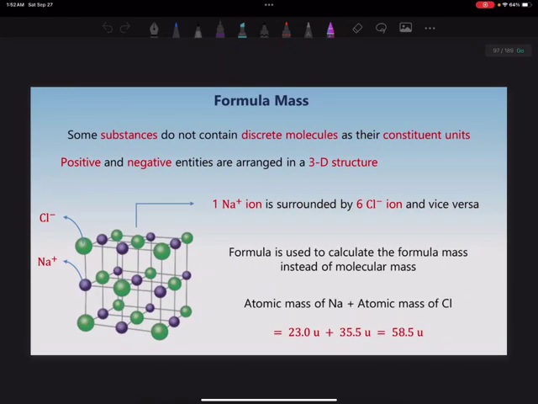Now let's learn what formula mass is. Some substances do not contain discrete molecules as their constituents. Positive and negative entities are arranged in a 3D form. So this is particularly the lattice arrangement of atoms and molecules.